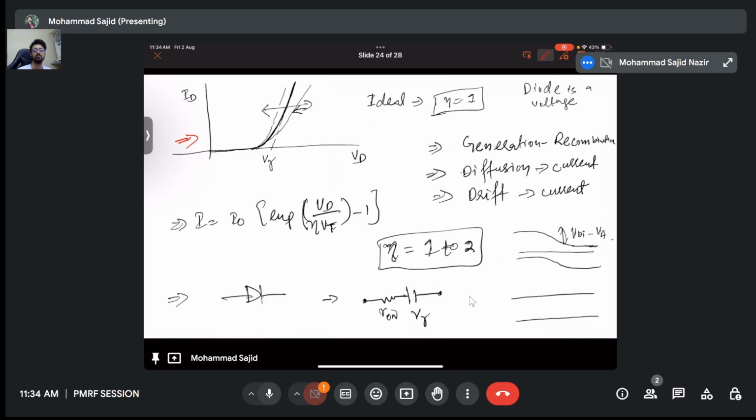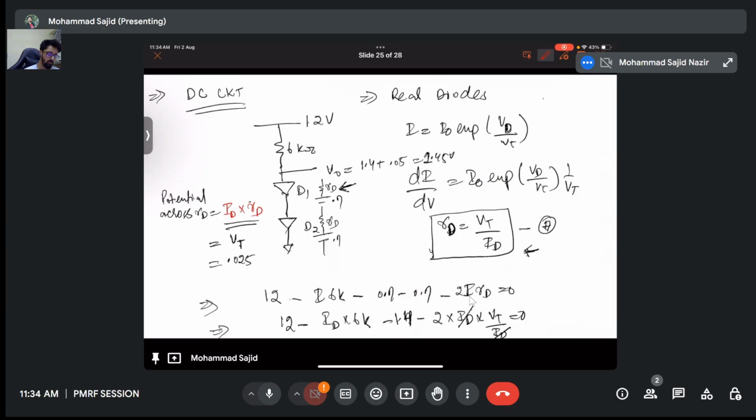So we had discussed that it depends on multiple nonlinearities, how the current is flowing, which process is dominant in which region. So it has been seen the eta is in the range of 1 to 2. Okay, so this is again the piecewise linear model.